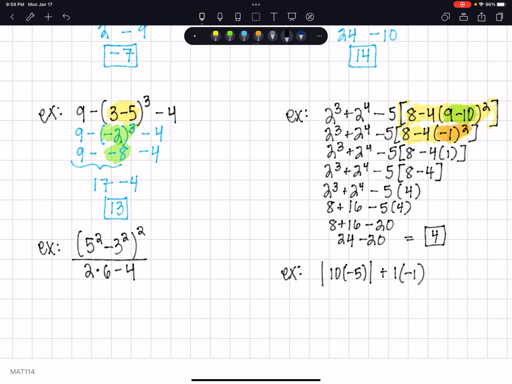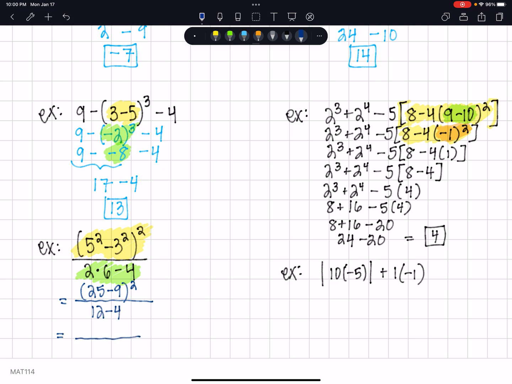Next example, we have what looks like a fraction, so we're going to work with the numerator. Simplify the numerator to a single value. We'll simplify the denominator to a single value, and then we'll perform that division, or we'll simplify our fraction. So in the numerator, we're going to have 5 squared minus 3 squared. Well, that's going to be 25 minus 9. And then in the denominator, working from left to right, we have 2 times 6 is 12 minus 4.